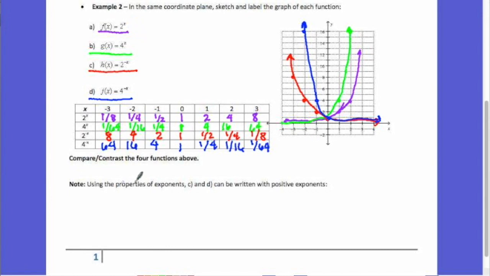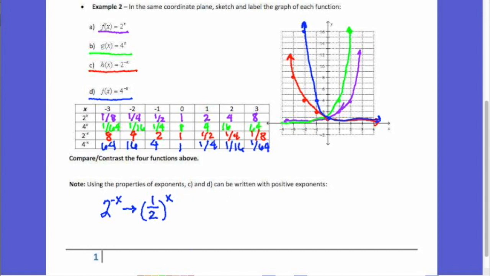So the transformation is still going to be the same. All right, using the properties of exponents, c and d can be written with positive exponents. So if I have a negative exponent, like 2 to the negative x, and I want to make it a positive exponent, the way that we would do that is by reciprocating the base. And we talked a little bit about that with the logarithm activity. So I would reciprocate the base here, and that creates a positive exponent here. So 2 to the negative x is the same thing as 1/2 to the positive x.